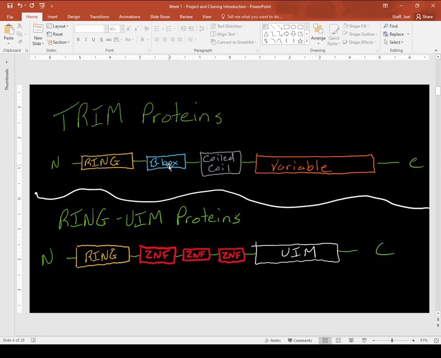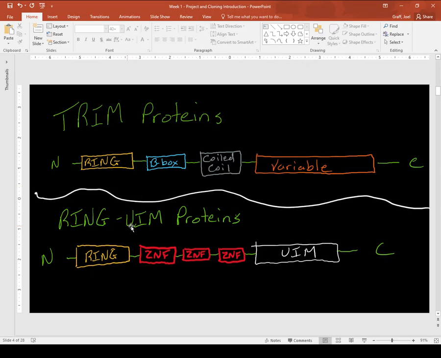We've got a ring domain, a B box, and a coiled coil domain. Sometimes there are 2 B boxes. Those 3 types of domains are found in the N-terminus of the protein that we study. Meanwhile, with 80 different members of the TRIM family, there is some variability, and so the C-terminus is where there is often a difference from one TRIM family member to the next, and you sort TRIM proteins into subfamilies based on the domains you find in the C-terminus.